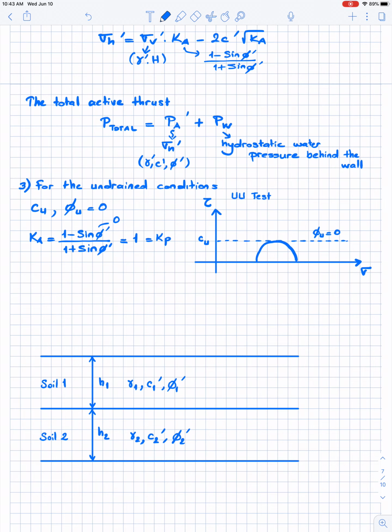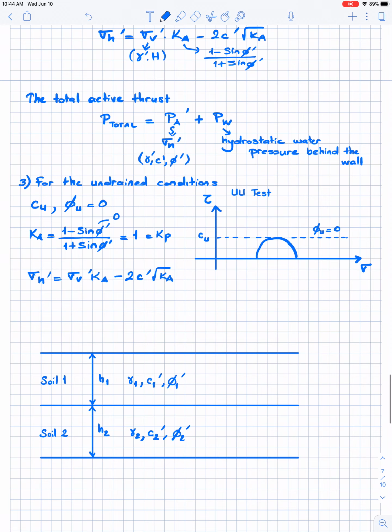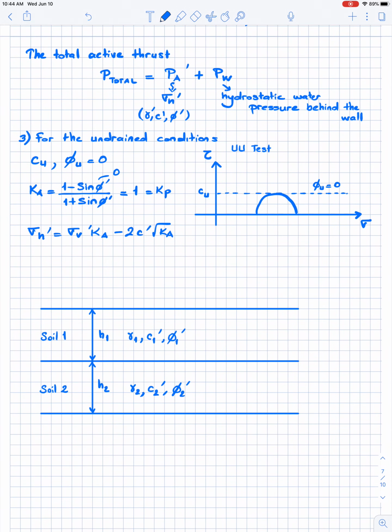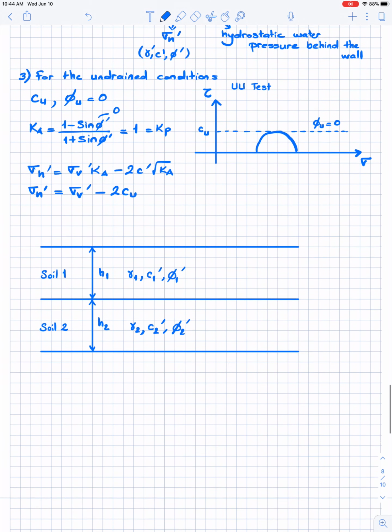Okay, and the lateral earth pressure, sigma H prime, is equal to sigma V prime times Ka minus 2 C prime square root of Ka, right? Since Ka is equal to 1, what we can do in this case is simply sigma V prime minus 2 times Cu for the undrained condition. All right, so that is the third note.